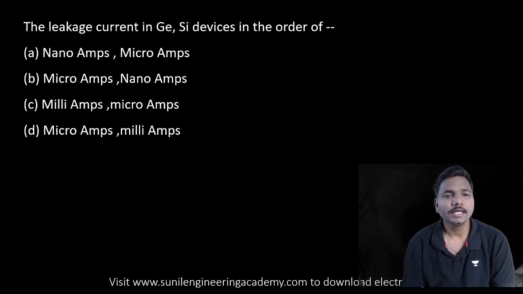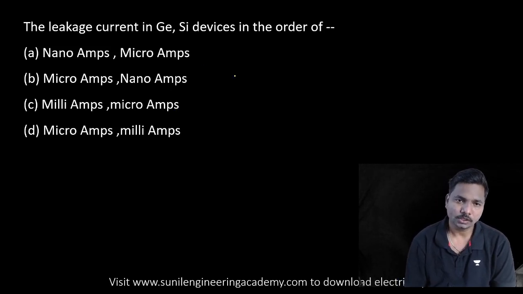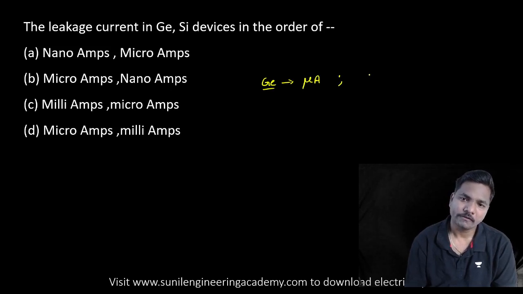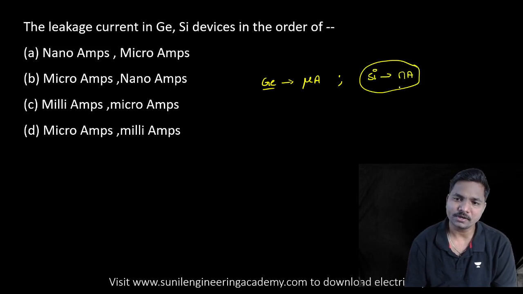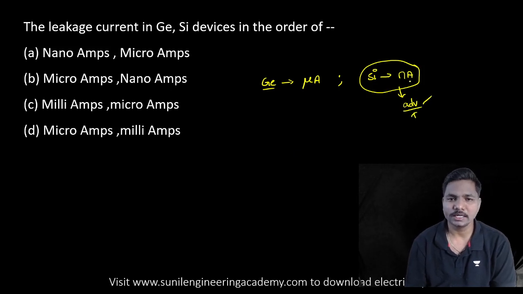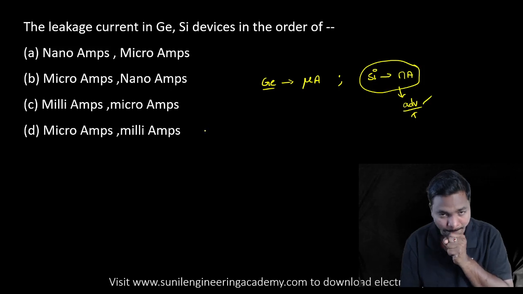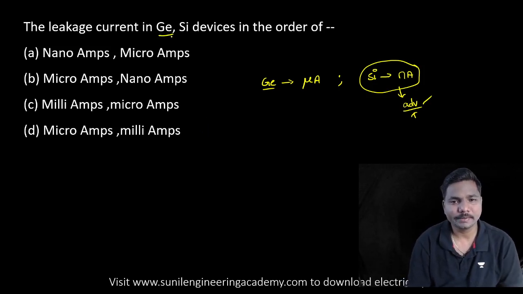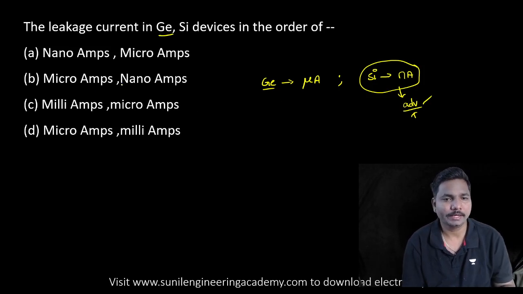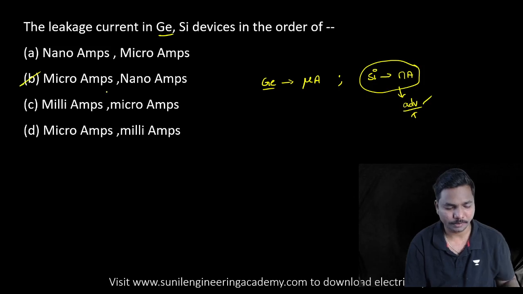Coming to the next question: leakage current in germanium and silicon devices is in the order of dash. The leakage current in germanium is in microamps, and in silicon it is in nanoamps. It is a very big advantage of silicon that it has low leakage current. Microamps and nanoamps, so the answer is option B.